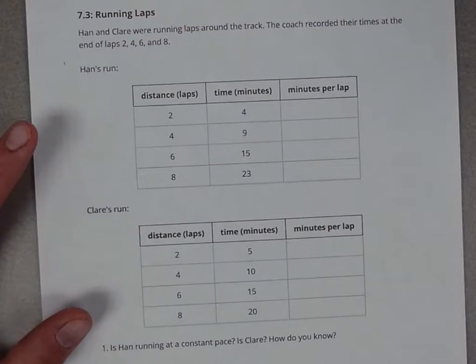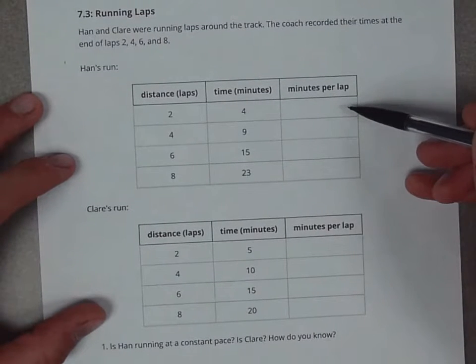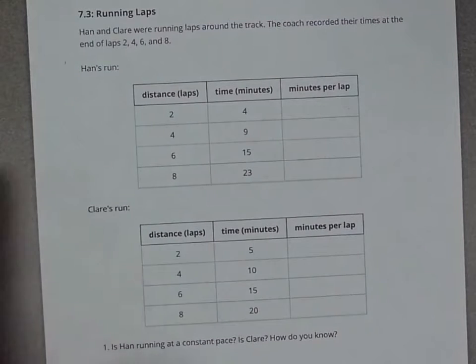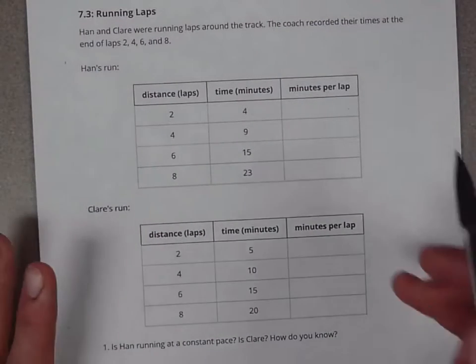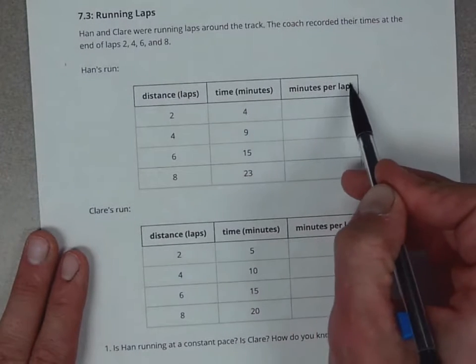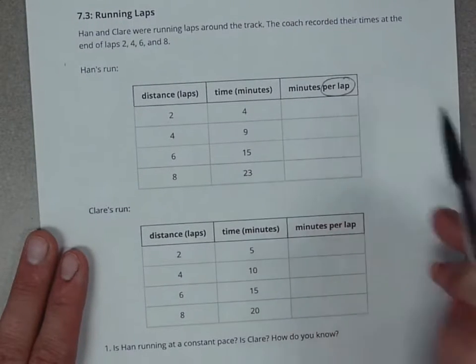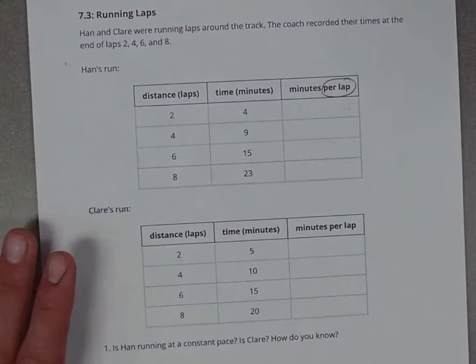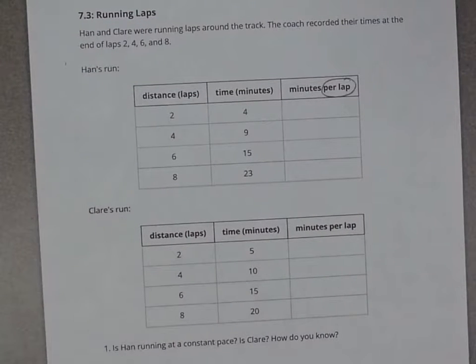And so what we're going to do is figure out their minutes per lap. So we're going to find a unit rate. Remember, a unit rate is when we find one of something. Here we're finding how many minutes it takes them to run 1 lap. Okay, so this is a unit rate again. And does anyone remember how we find a unit rate? Remember when we were talking like miles per gallon and miles per hour?